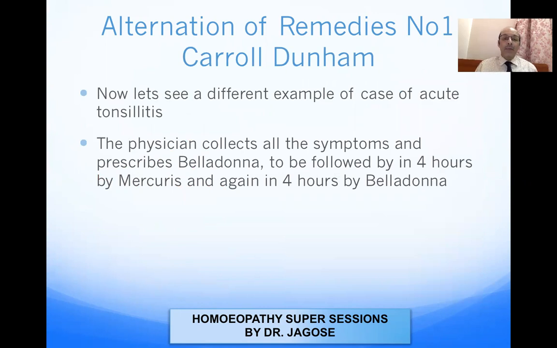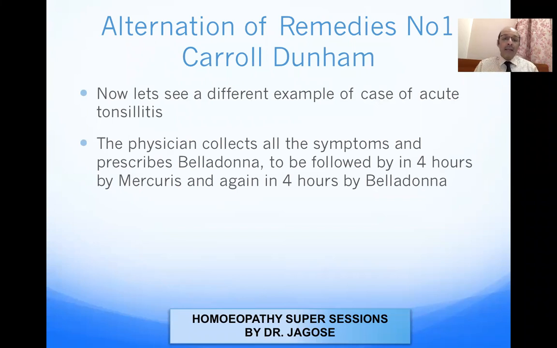Today we'll see part 2 of Alternation of Remedies, a chapter by Carroll Dunham. In the last video, we saw the example of a case of pleurisy in which Bryonia was given. It had some effect, and later, seeing the past history of the patient having a psoric taint, Sulphur was given as it covered most of the totality of the case. So that was an example of succession of remedies in which each remedy was given after taking the totality into consideration and after seeing the whole case as a whole.